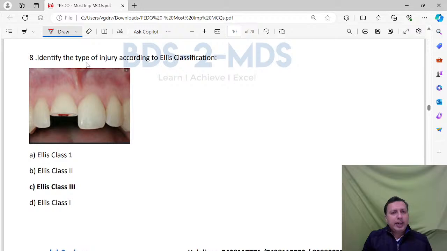Now the next question is to identify the type of injury according to the Ellis classification. You can see the exposure of the pulp. So the fracture involving enamel, dentine and pulp is Ellis class 3.